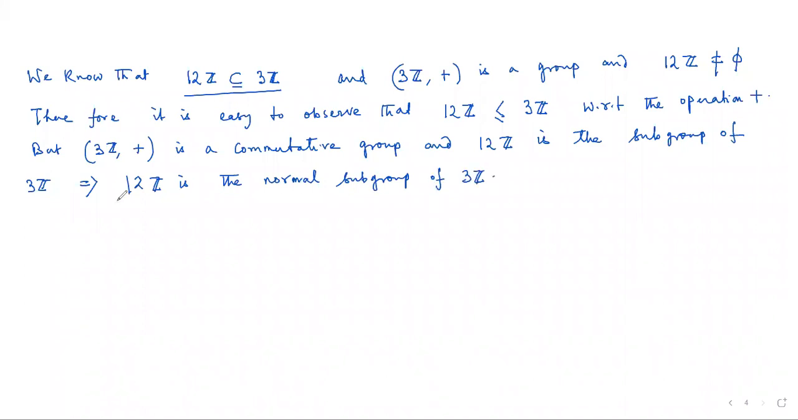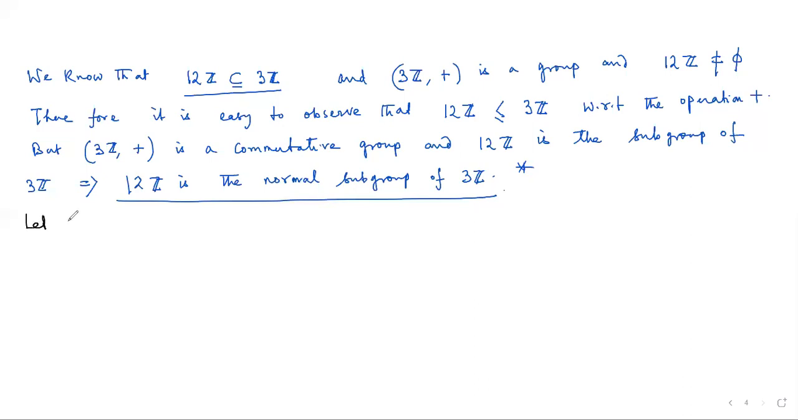Okay, so you see, if you know the result, how easily you can find that this 12Z is a normal subgroup of 3Z. There is nothing to show in this particular case. So the first part of the problem is done. Why is 12Z a normal subgroup of 3Z? Because 3Z is a group and it is commutative. Every subgroup of a commutative group is a normal subgroup. That's why we can easily write it.